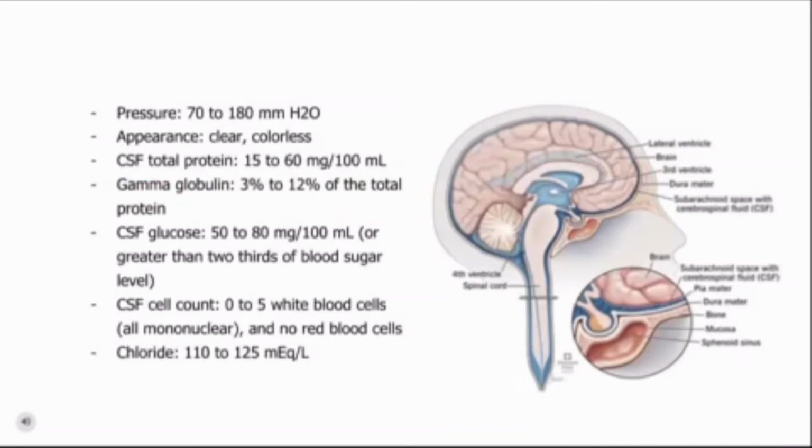CSF glucose is 50 to 80 mg per 100 ml. CSF cell count is 0 to 5 white blood cells and no red blood cells. Chloride is 110 to 125 mEq per liter.